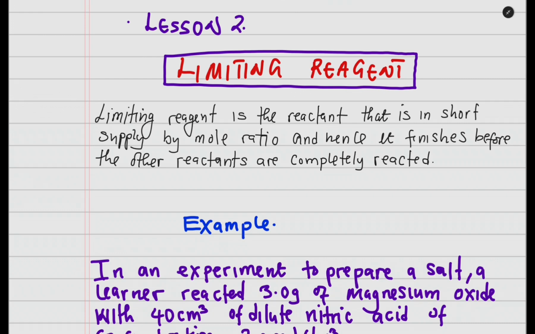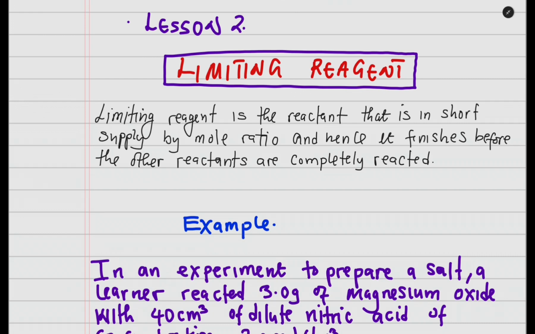In addition to that, we looked at finding mass, that is on the equations, that is mole to mass and mass to mass. So that is what we basically looked at in the first lesson. To build on that, in this lesson, we are going to look at limiting reagent.